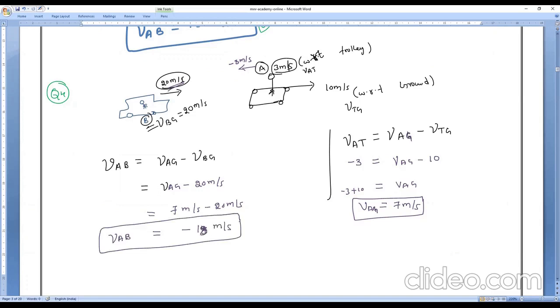So why, guys, minus 13? Because who is traveling faster? B is traveling faster. So A appears to be coming towards B or going away from B? A appears to be what? Coming towards B. Is it okay, guys? So coming towards B. Clear? Understood?